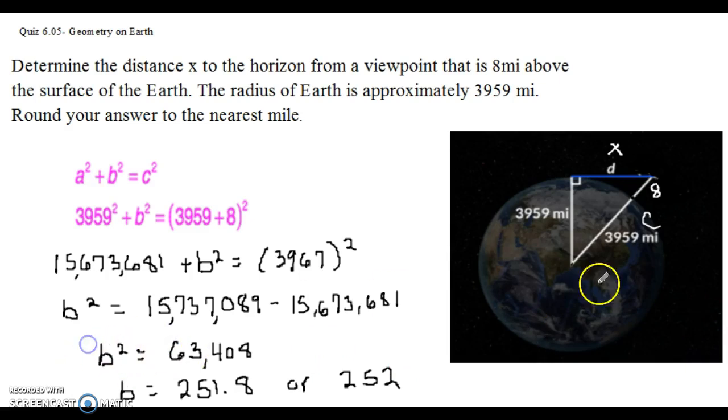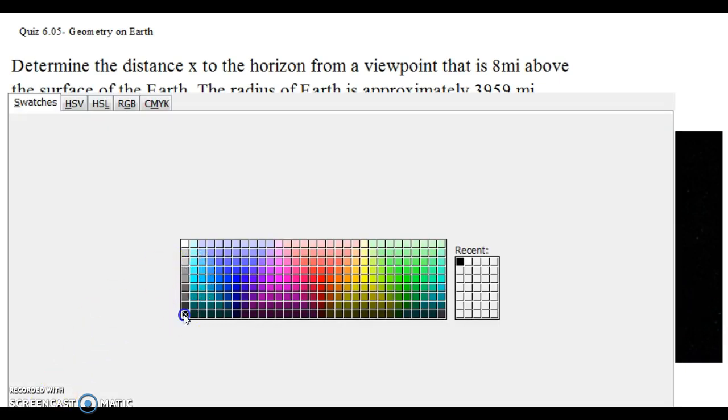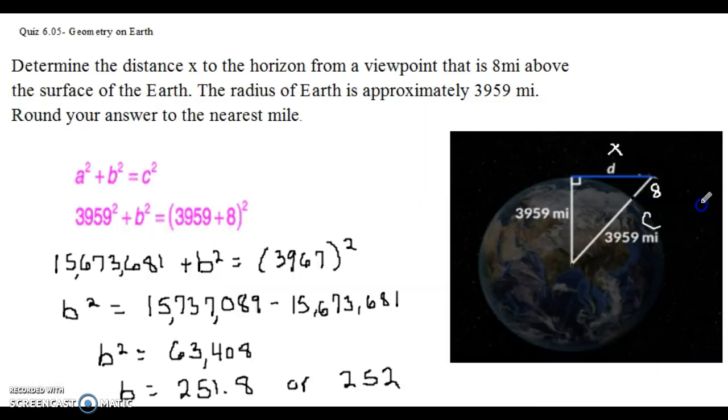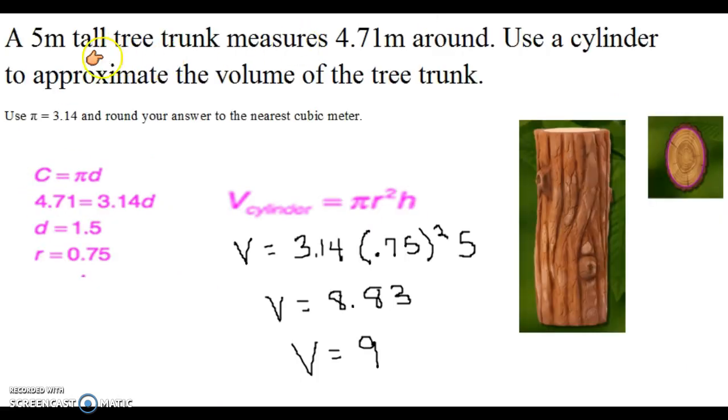And when you take the square root of both sides, you get 251.8, and then just make sure you're aware how they want you to round it. This says round to the nearest mile, so since this is 5 or greater, we're going to round up to 252. And like I said, questions 1, 2, and 3 are all very similar, where you're going to be using the same formula. Question number 4 is going to ask you about a cylinder.